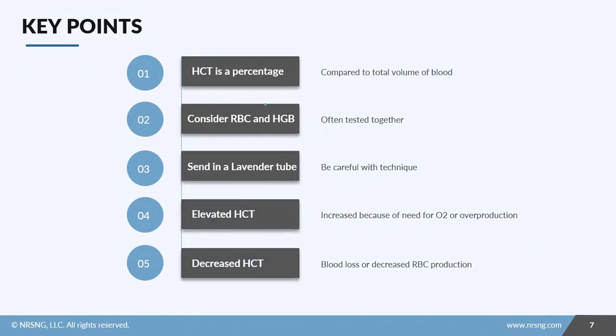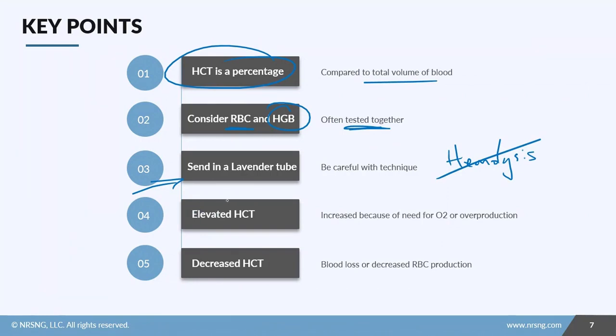All right, so let's recap. Hematocrit is a percentage, and it's compared to the total volume of blood. When you're looking at hematocrit, consider your red blood cell counts and your hemoglobin levels, because these are usually tested together. You always want to send it in a lavender top tube, and be careful with your technique to not cause hemolysis. When you have elevated hematocrit counts, it's because there's an increased need for oxygen and the body's responding to it, or you actually have this overproduction of red blood cells, and that's causing the hematocrit to be increased. And finally, when you have this decreased hematocrit, often look to blood loss or a decrease in production as the cause of this low hematocrit.